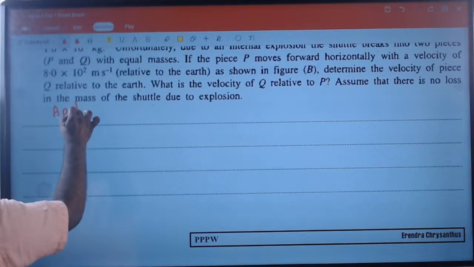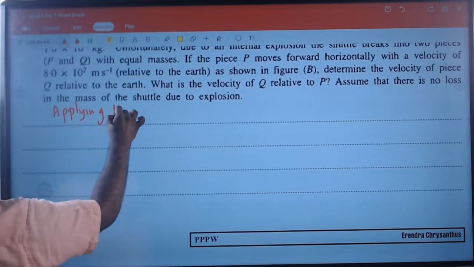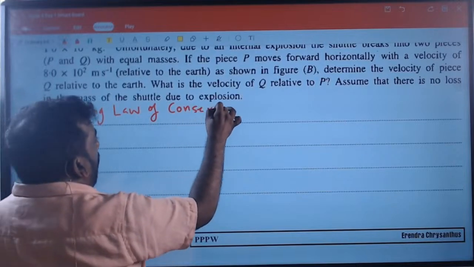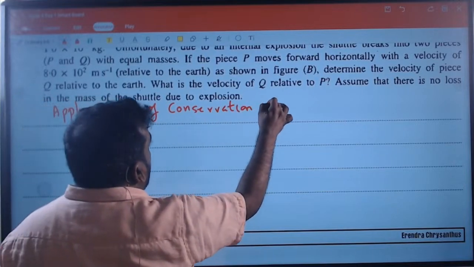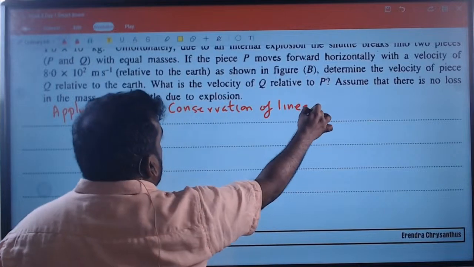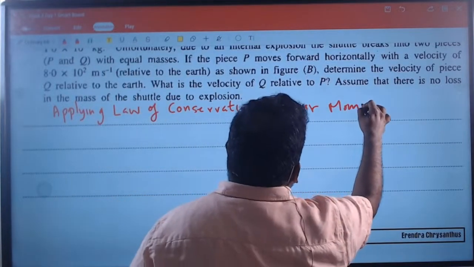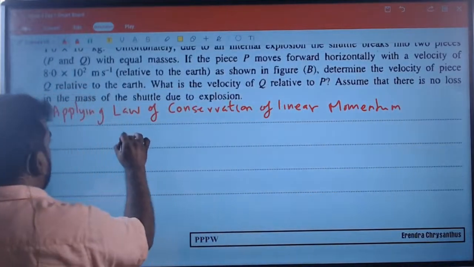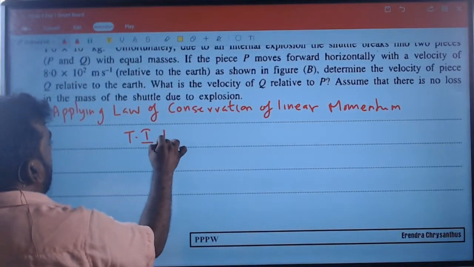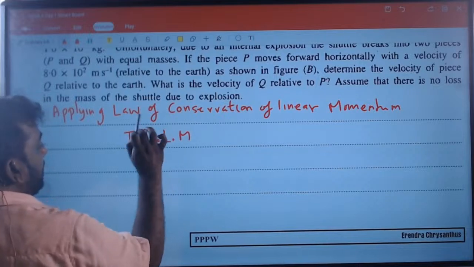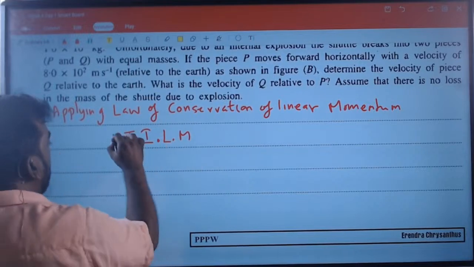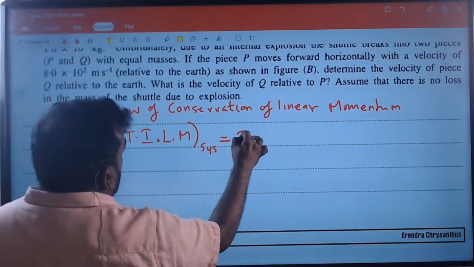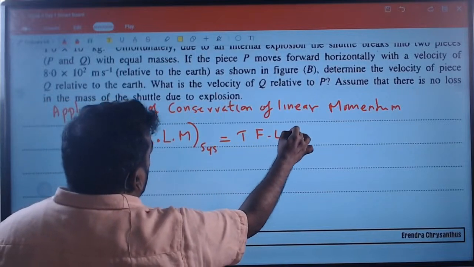Applying the law of conservation of linear momentum. Total initial linear momentum, I write the short form, but you write in full words. Total initial linear momentum of the system equals total final linear momentum of the system.